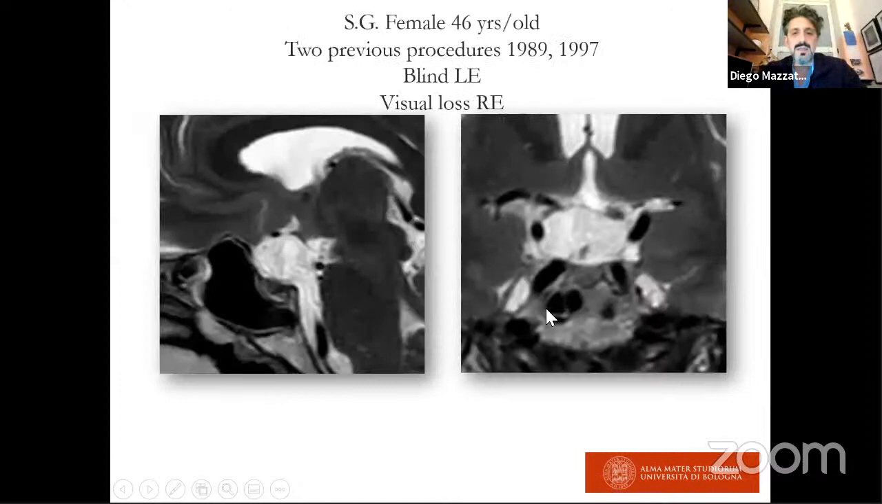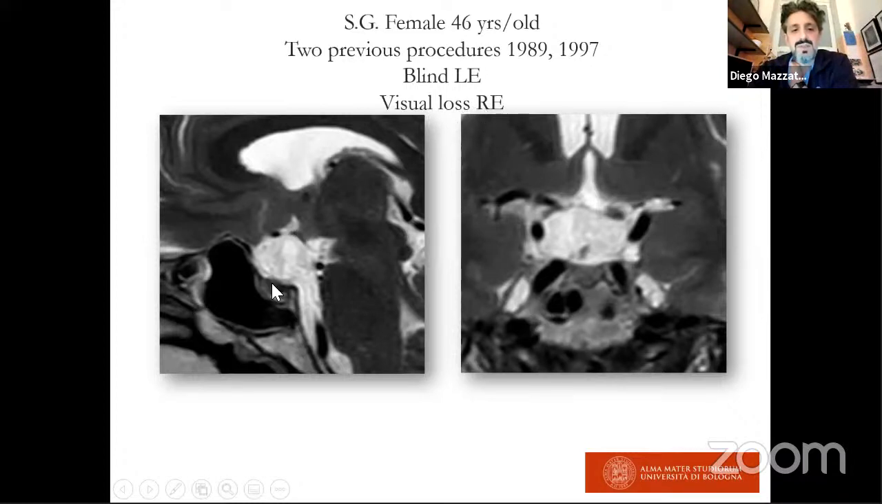Another case, this is a young female, 46 years old, who was previously operated on two times in the pediatric age, 70 years ago, for a dermoid. She was blind in the left eye. Unfortunately, the tumor progressed and caused visual loss in the only remaining eye, the right eye.